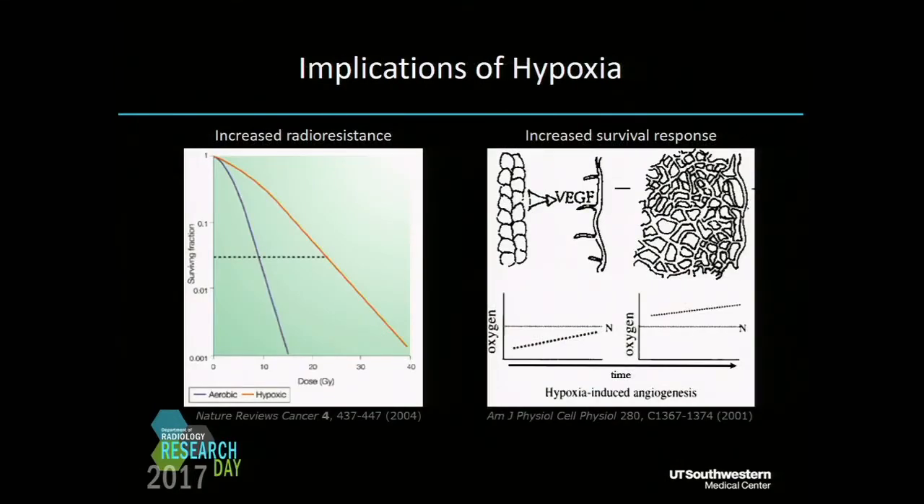This lack of oxygen has a number of clinical implications, not least of which is increased radioresistance. Hypoxic cells, which are chronically, acutely hypoxic, require as much as 3 times as much radiation to achieve the same kill rate as well-oxygenated cells, and that obviously has very strong clinical implication. Similarly, hypoxic cells tend to express very increased survival responses. This is just one example.